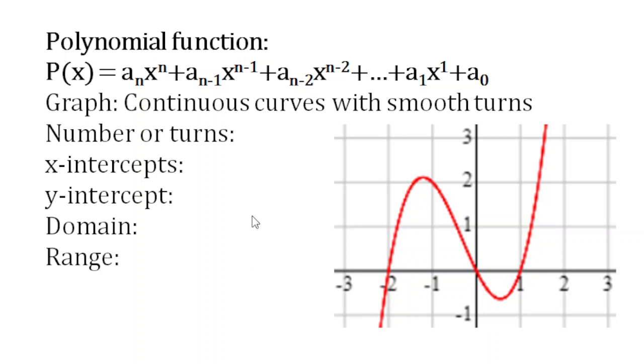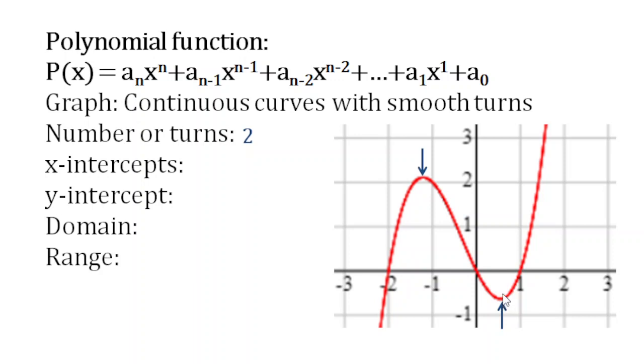Now let's talk about polynomial function. So when we talk about polynomial function, meaning to say our degree is 3 or greater. So the graph is called a continuous curve with smooth turns. Okay, so the graphs of polynomial functions are continuous curves with smooth turns. So here, how many turns we have? We have 2. So the graph turns at this point here and also at this point here. So 2 turns.